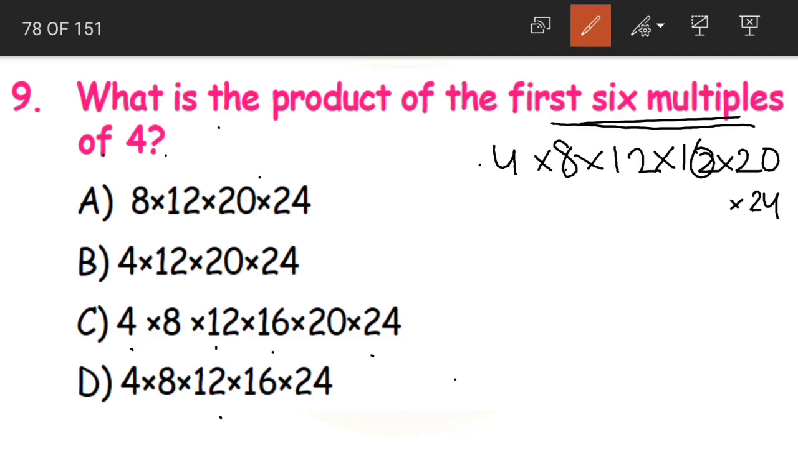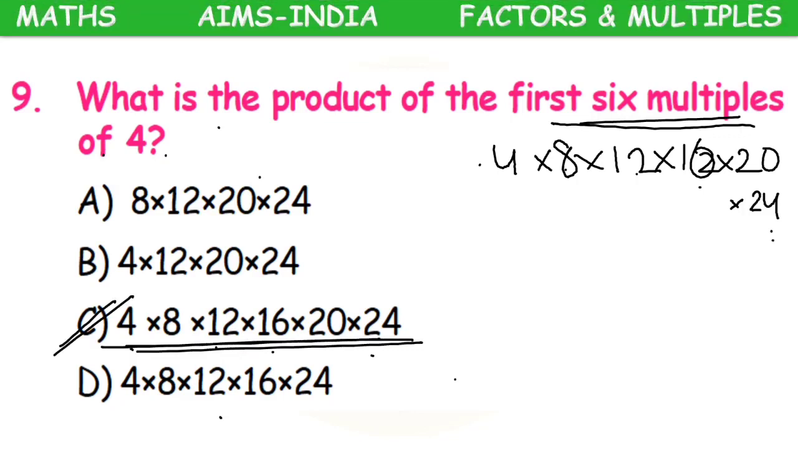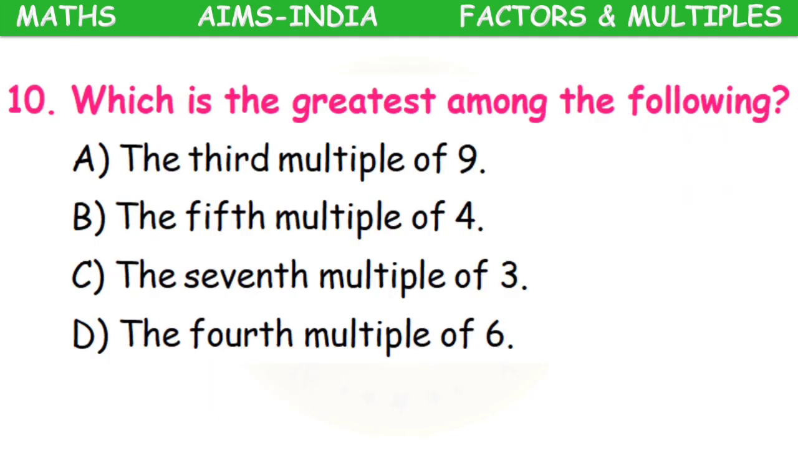So 4 into 8 into 12 into 16 into 20 into 24. Option C. This becomes our product of first 6 multiples of 4. Understood children? Next, question 10. Which is the greatest among the following?